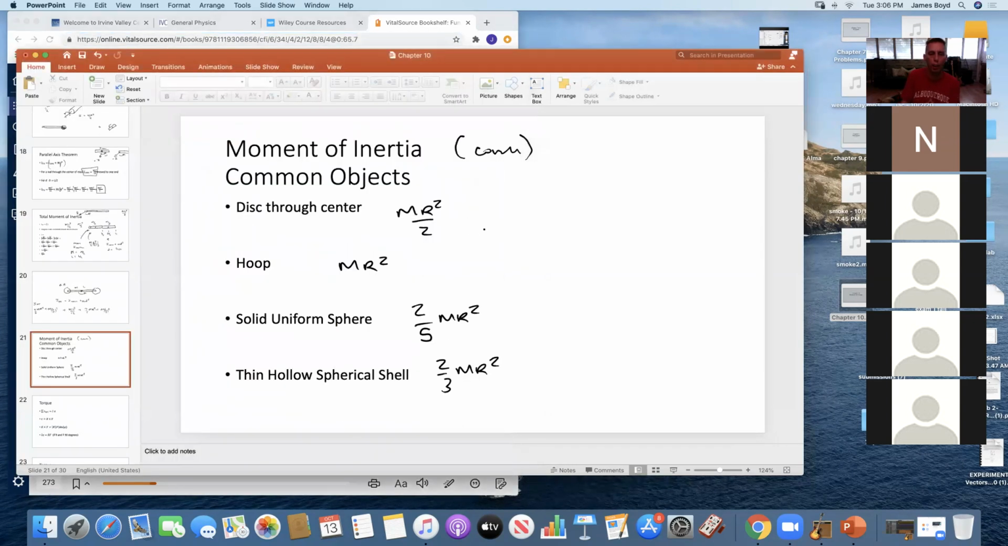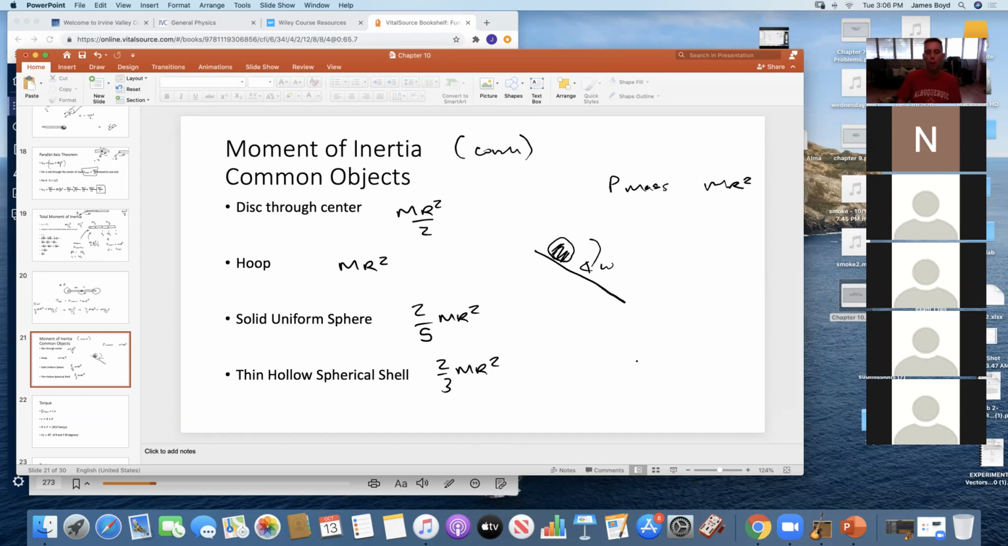The ones I want you to know are point mass, mr squared, disk, mr squared over 2, and the spheres. Spheres we end up using, why? Well, because we're going to have like a hollow sphere rolling down an inclined plane, right? And need to figure out the energy at the bottom. So we're going to need those things. That's all well and good. If you understand what the moment of inertia is, you can look them up on the tables where you need them.